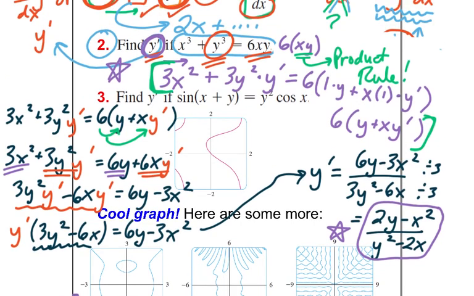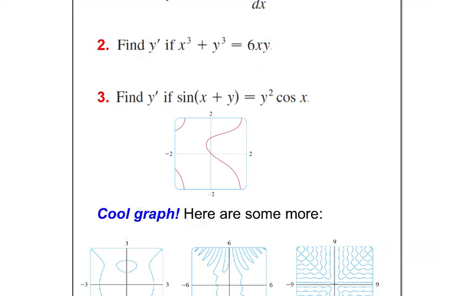Okay, again, I'm going to erase all my work here so you can see it better. All right, number 3. Here we go. Let's find, again, it says y prime, but you can also think dy dx. Either notation is fine. Here is your equation.